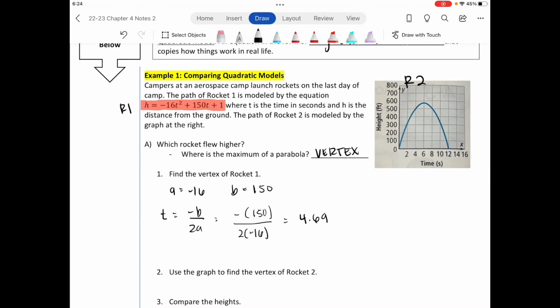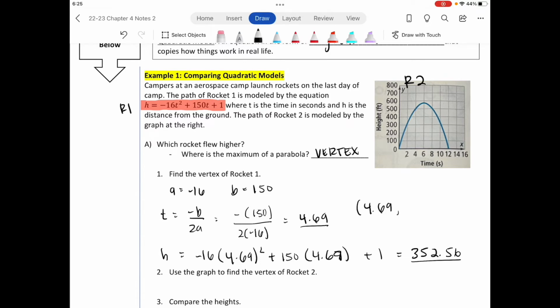But this is only the x-coordinate of our vertex. We need to find the y-coordinate, or our height. So our height will be equal to negative 16 times 4.69 squared plus 150 times 4.69 plus 1, which comes out to 352.56. This means the vertex of our first rocket is 4.69 and 352.56. In the actual terms of this problem, remember the x is actually our time, and the y is really the height.